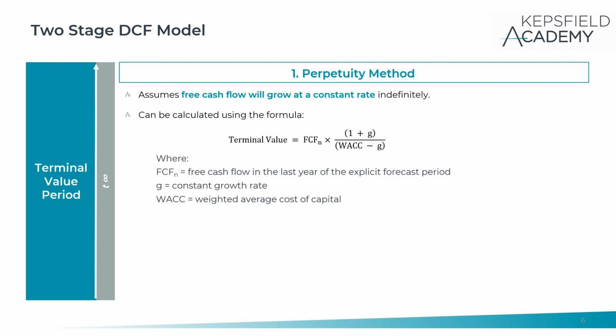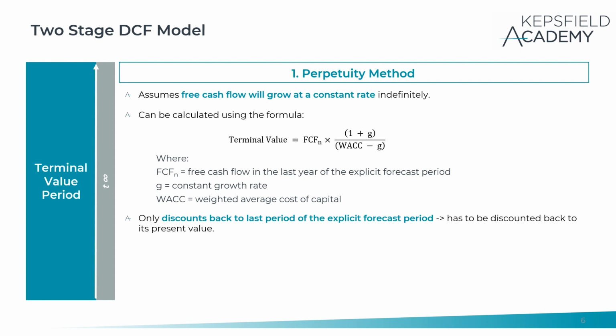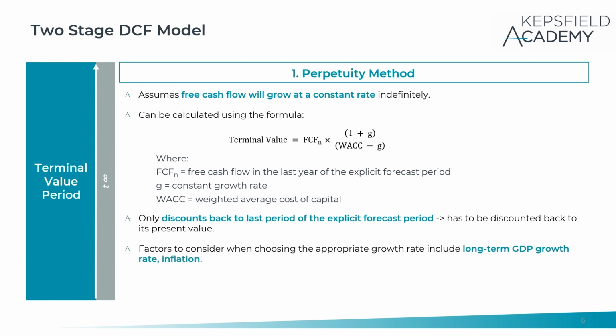When selecting an appropriate terminal value growth rate for the perpetuity model in a DCF valuation, it's important to consider factors such as the long-term growth prospects of the company, the industry's expected growth rate, and macroeconomic conditions.